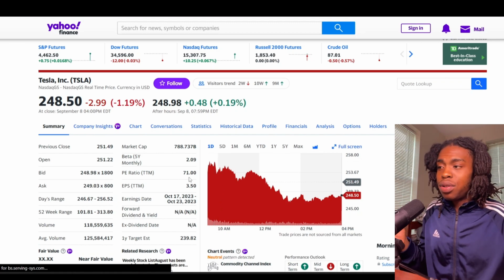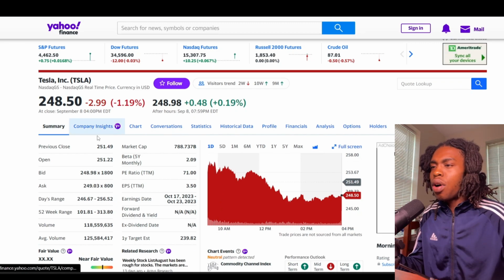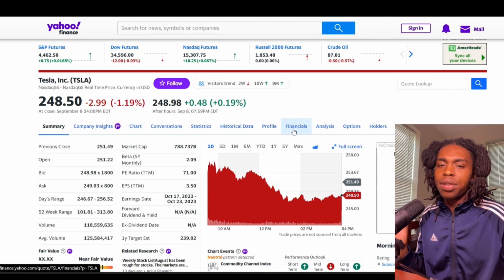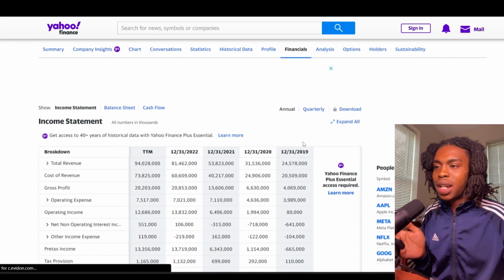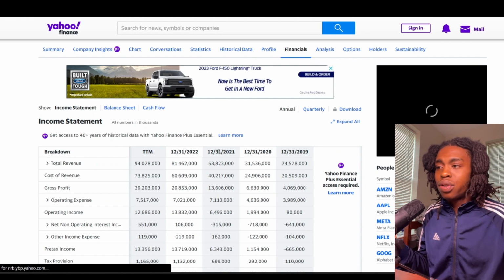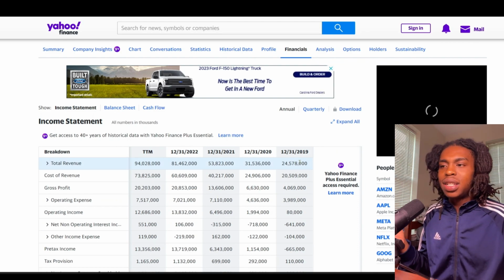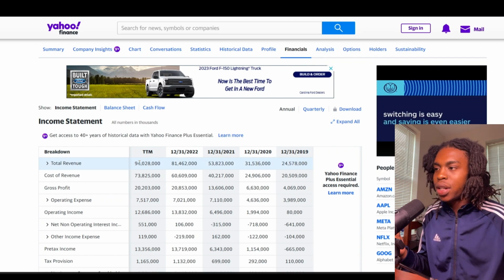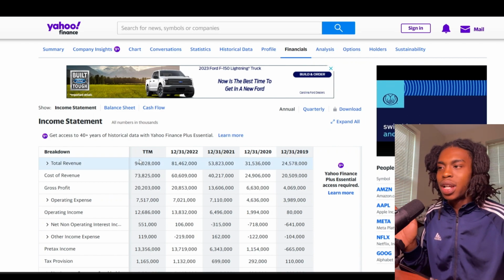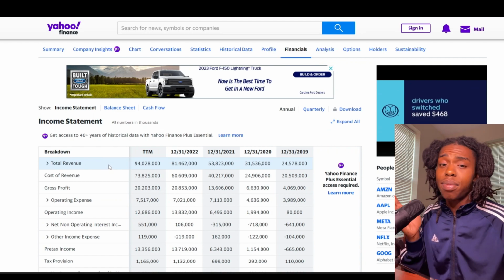And the first thing you want to do, see we're on the summary tab. You want to go all the way over to your financials tab. You want to go to your company financials. And boom, this is what we're looking at. 2019, 2020, 2021, 2022. This is the revenue. So as you can see, over the years, Tesla keeps on increasing in revenue. Revenue, that's pocket money. That's great. That shows that their company is profitable.